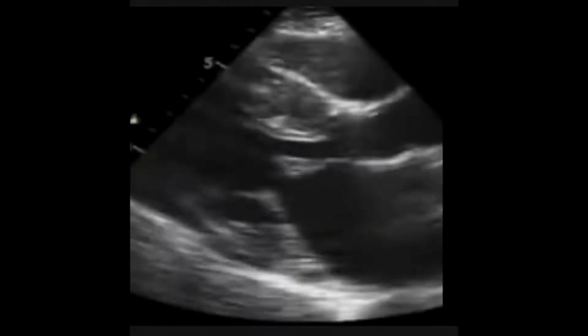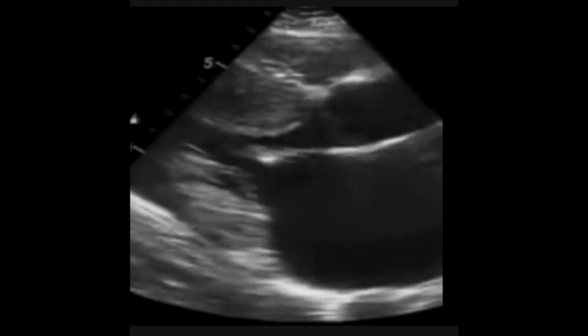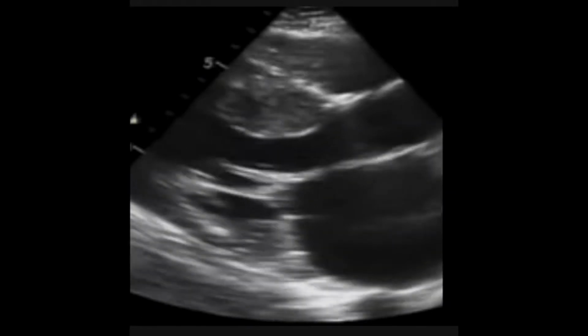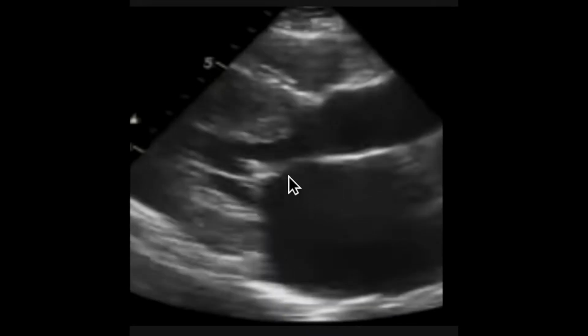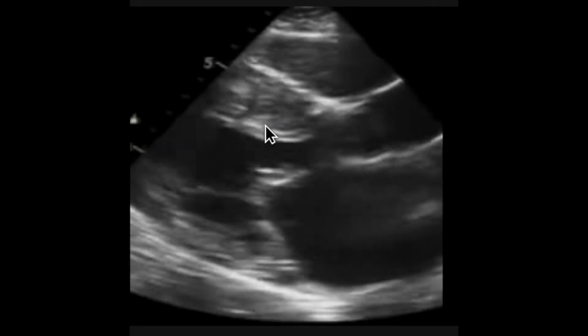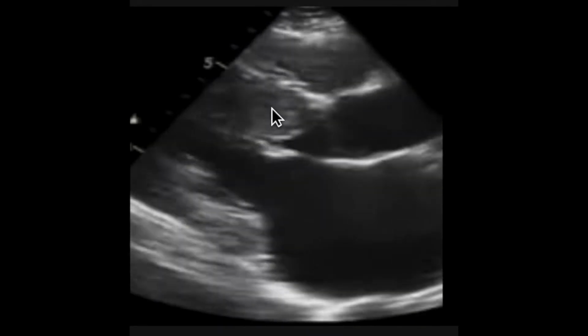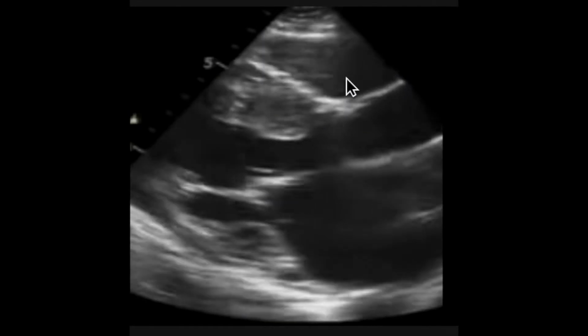This is a different patient with hypertrophic cardiomyopathy that affects the basal portion of the interventricular septum. This is the left atrium, mitral valve, left ventricle. This is the thickened portion of the interventricular septum that separates the left ventricle from the right ventricle.